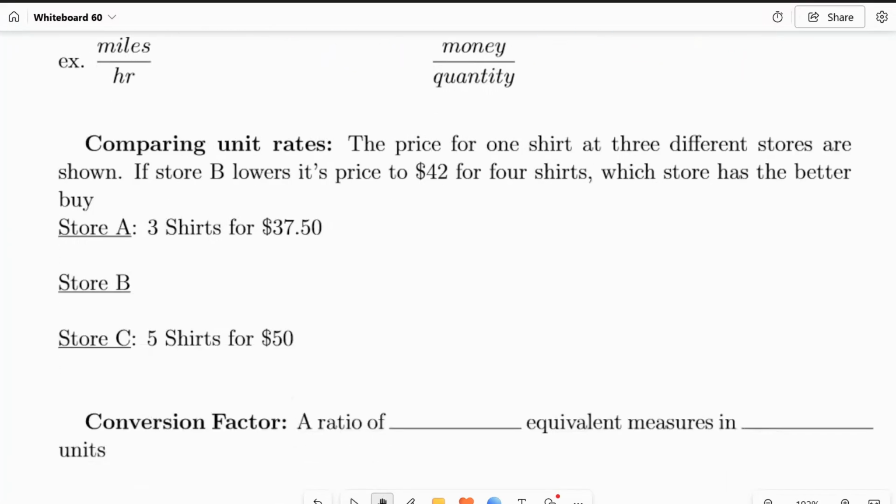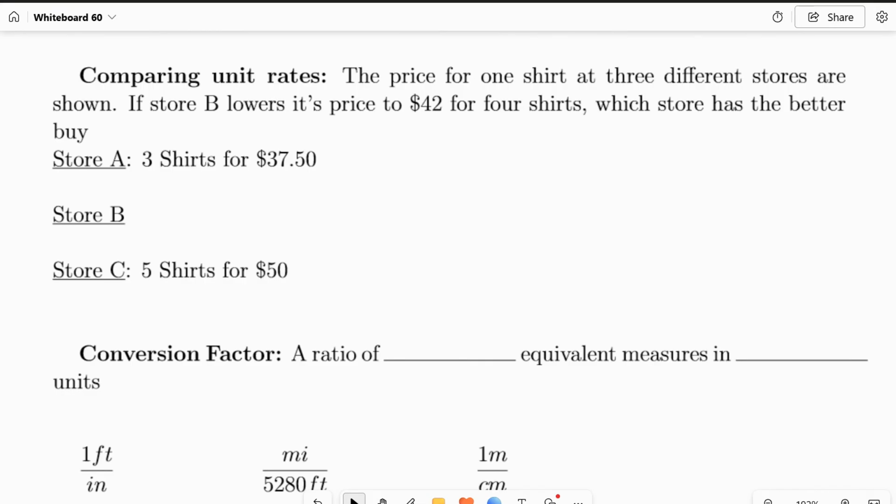In the next example, we are going to be comparing unit rates. Actually, let's leave this one for class and do it together. If you want to give it a try on your own, go for it, but I think this would be best done in class.